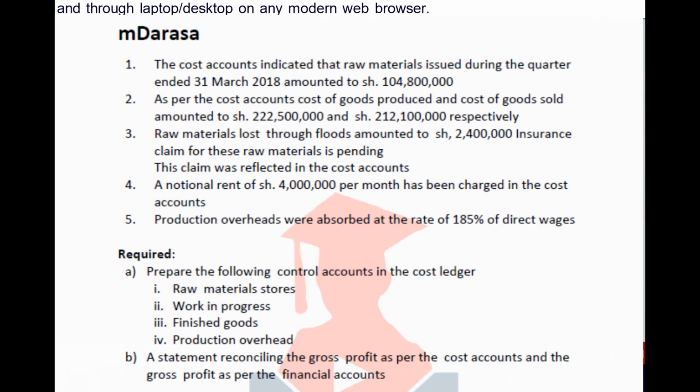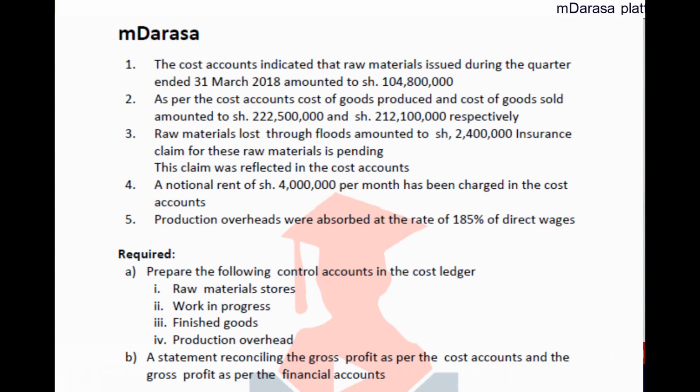Whereas the next account to be affected will be production overheads. It will be affecting production overheads and the general ledger, because it's an expense account. So it will affect production overheads and general ledger account. Note 5. Production overheads were absorbed at the rate of 185% of direct wages.